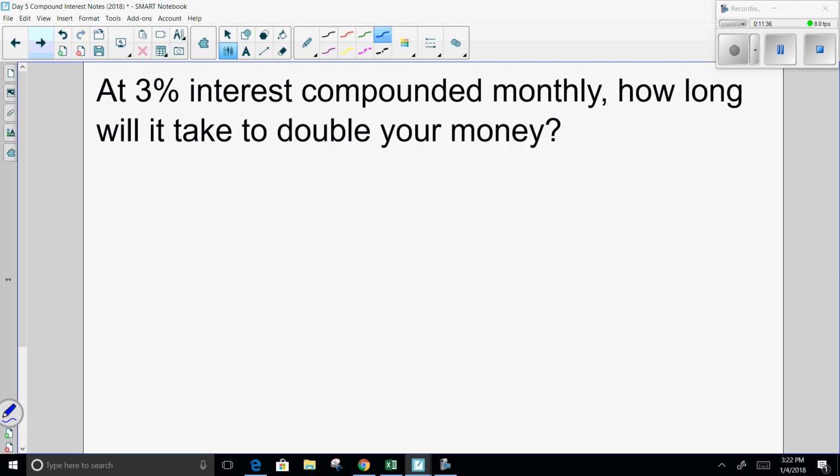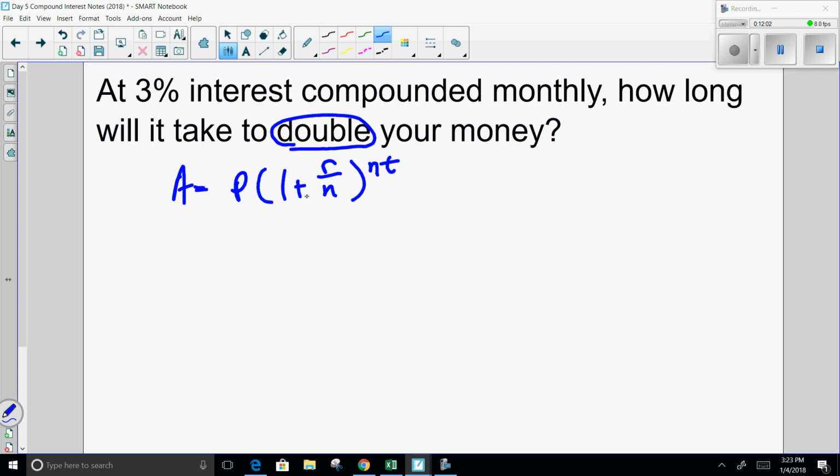Okay? At 3% interest, compounded monthly, how long would it take to double your money? Well, what does that mean? How long does it take to double the money? Well, I know that I'm going to use this formula because it says compounded monthly. Okay? But I really don't have a lot of information other than the N and the R. I don't have P, I don't have A, I don't have T. But this doubling my money is a very key part.